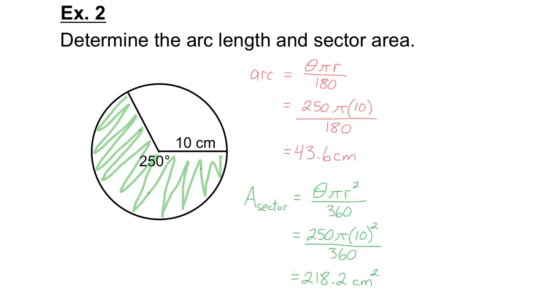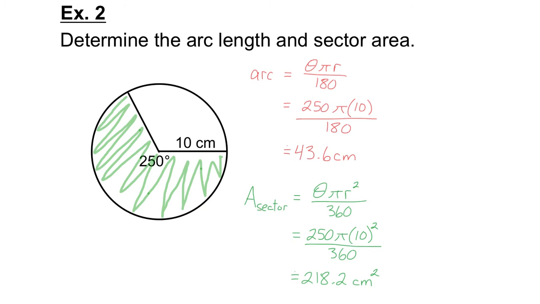Here's how I got it. The arc length, I've just called it arc for short, is theta pi r over 180. Theta is 250 degrees, r is 10 centimeters. 250 times pi times 10 divided by 180 is about 43.6 centimeters. So my arc length, the distance around the circle from here to here, is 43.6 centimeters.